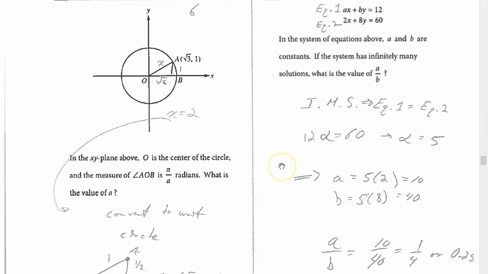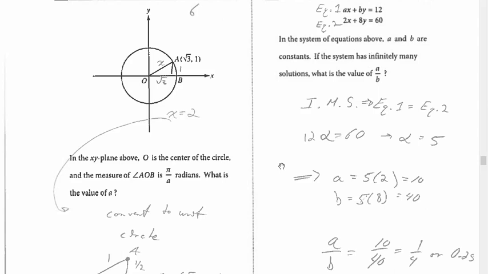Here, if in the xy plane above, O is at the center of the circle, it's our origin. If the measure of angle AOB is pi over a radians, what is the value of a? Now remember, if you're not comfortable with radians, you can always look back on that very first page, which I didn't include in this section, but it's at the front. It will be in this when you take it.